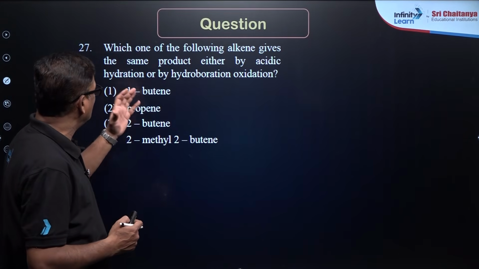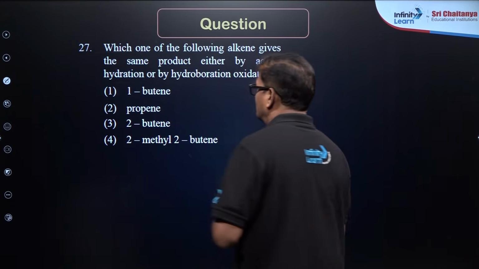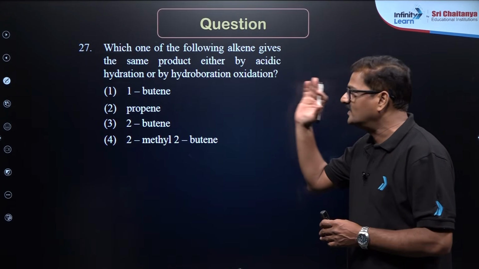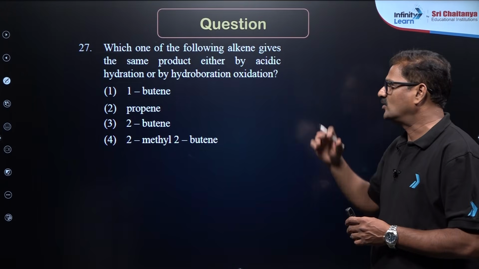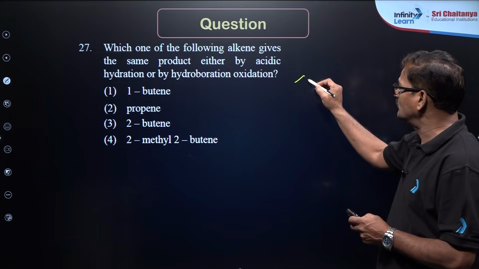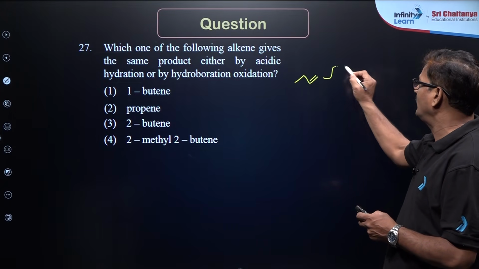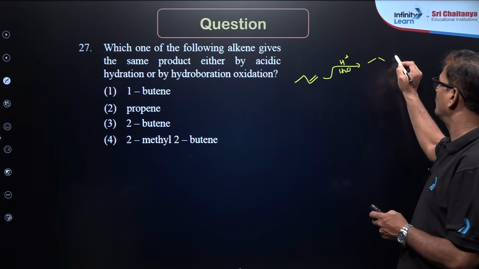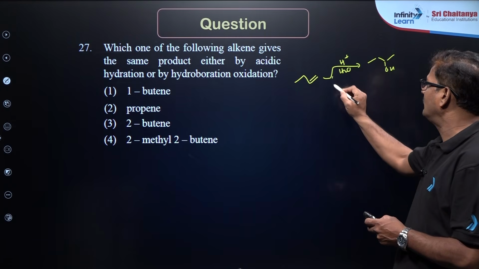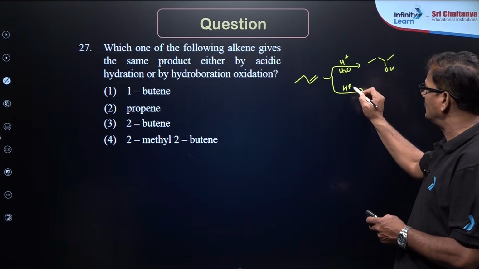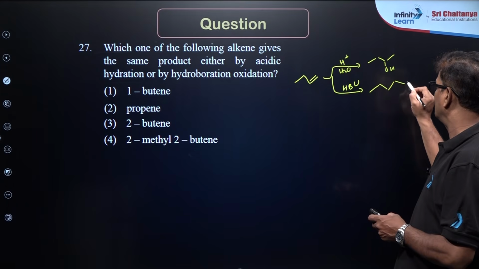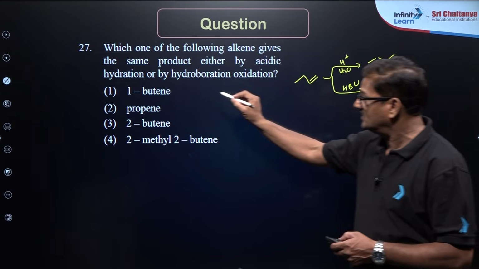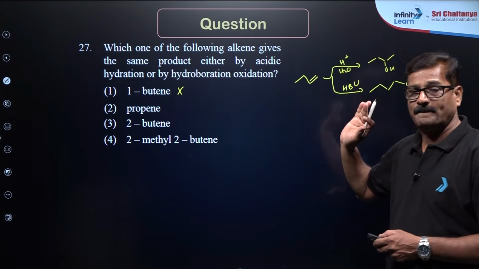Students, here is another question. Which of the following alkenes gives the same product either by acidic hydration or by hydroboration oxidation? If you take 1-ene and use acid catalyzed hydration, you are going to get the product like this. If you take hydroboration oxidation, you are going to get the product like this. They are getting different products, like that propene.